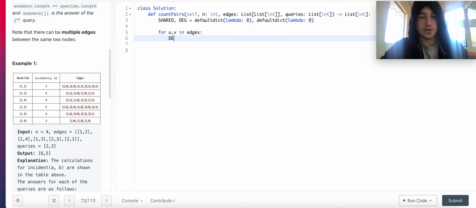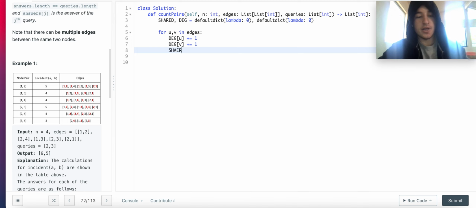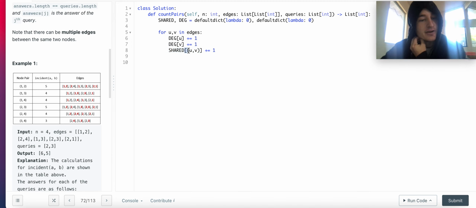So we increase the degree of U by 1. We increase the degree of V by 1. And we increase the fact that there's a shared edge between U and V. So there's a shared edge between U and V, and we add plus equal 1. Now, this is close to being right.